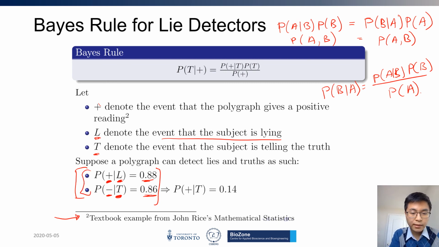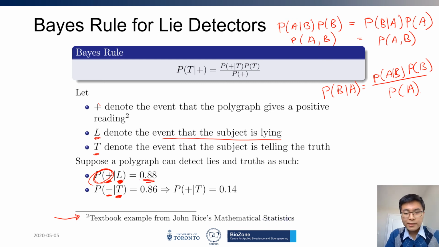These two events are what you want the polygraph to actually do, right? And so you want these numbers to be high. 88%, that's pretty good, right? 86%. Now, just by looking at these numbers, you might think, okay, polygraphs are pretty accurate, right? So look, if I'm lying, it's going to tell me I'm lying 88% of the time. Well, the fact is, if you use Bayes' rule to calculate this value, you'll see something quite surprising, I think.